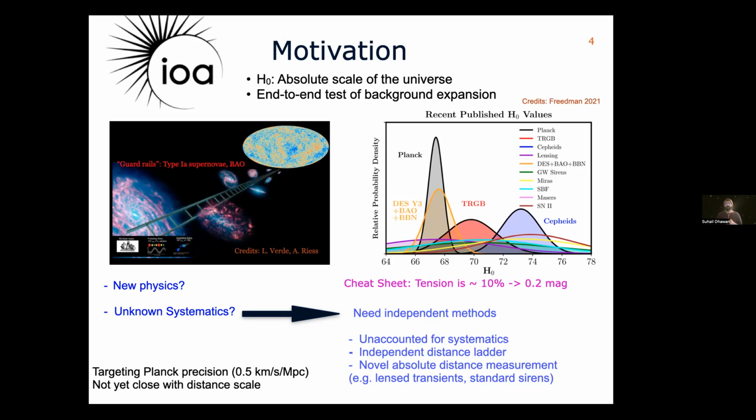Since throughout the talk, I'll be mentioning the tension in one way or the other, a good cheat sheet is that this tension is approximately 10% in H0, and in magnitude space, this is approximately 2/10 of a magnitude. So the full scale of the tension is approximately 0.2 mags. And what I would like to emphasize is that we are comparing to early universe inference from Planck, which has an extremely precise H0 error of 0.5 kilometers per second per megaparsec. So we really need to push to the percent level with local probes in order to be able to say conclusively whether there is new cosmology versus unknown systematics.